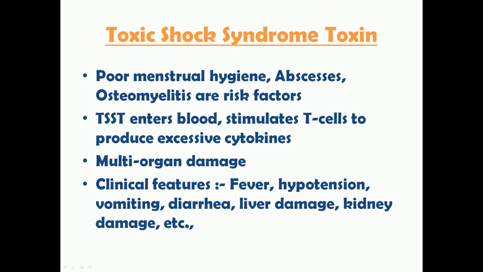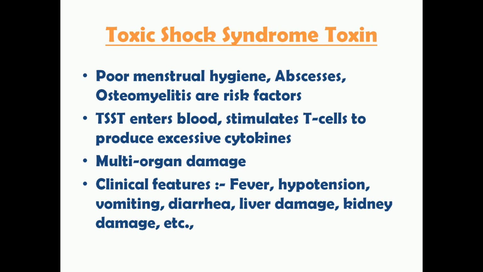The next one is toxic shock syndrome toxin. This is quite a severe condition. The risk factors for toxic shock syndrome toxin manifestations are poor menstrual hygiene, such as using tampons for a long period, and abscesses or osteomyelitis caused by Staphylococcus. This can serve as a focus from which toxic shock syndrome toxin can be released into the blood. So toxic shock syndrome toxin enters the blood and stimulates many T cells non-specifically to produce excessive cytokines, which are responsible for the manifestations.